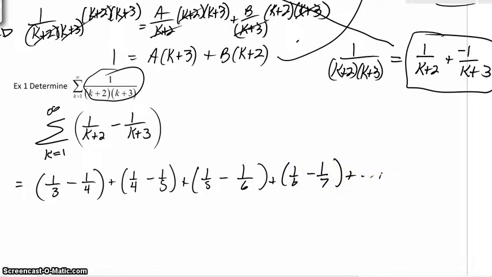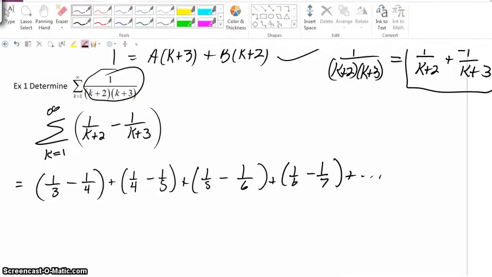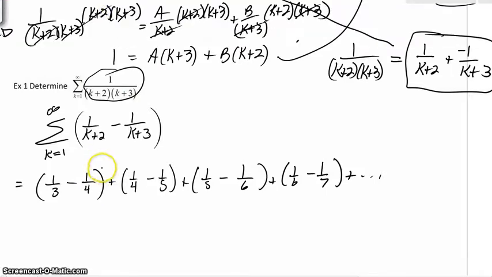And again, sometimes kids look at this and it's almost as if they're thinking, so what? What's so special here? Look at the big picture. Look at everything. Not just one parenthesis at a time. What's going to happen? The minus 1/4 and the positive 1/4 are going to cancel. The minus 1/5 and the positive 1/5 are going to cancel. Same thing with this minus 1/6 and the positive 1/6, and this is going to go on and on and on.